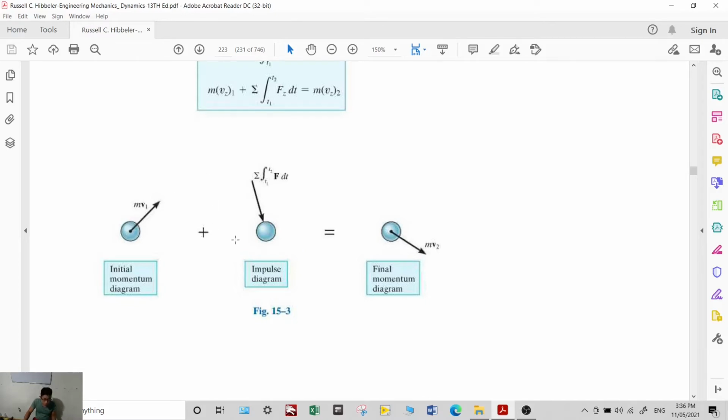Now, if you add the impulse, since an impulse is also applied down on your particle, what happens to the final momentum now? So here, once you get the diagram and direction, you can add them vectorially. So, if you add this tip to tail, you get the final momentum. Okay?